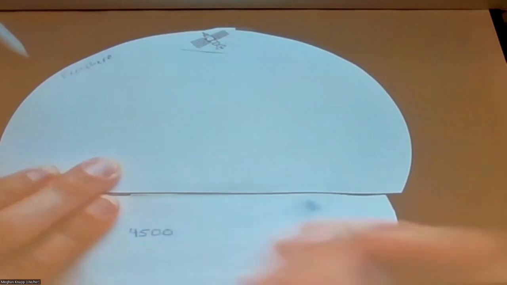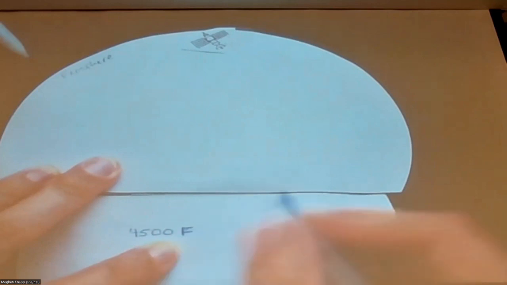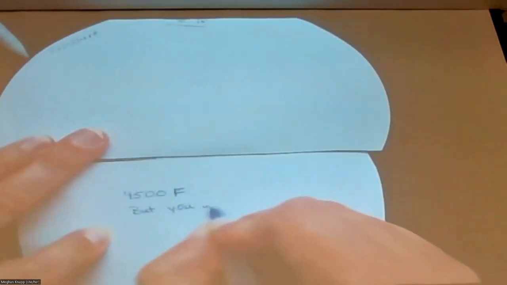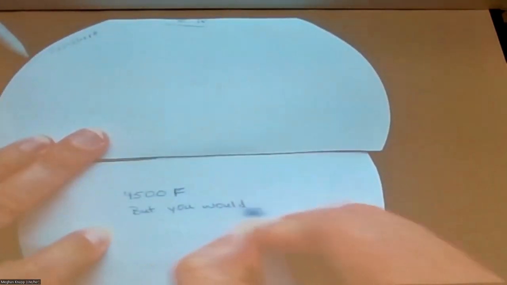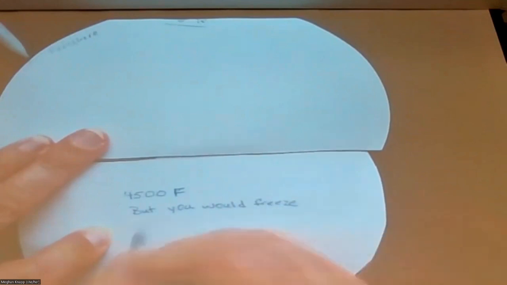4,500 degrees Fahrenheit, but the freeze. This is because the gas molecules are far apart.